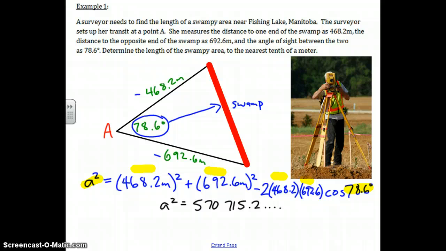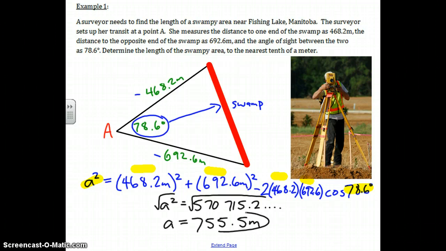Okay, so that looks good, but that's not what we're looking for. That's A squared. We're looking for just A, so we have to square root that. Remember, when we square root, we usually think plus or minus. Well, in this case, we're looking for the length of the swamp. So does the minus make sense? No, it doesn't. So we just go with the positive square root, and this works out to be 755.5 meters. Okay, so that swamp is 755.5 meters across. And we've used cosine law to find that.